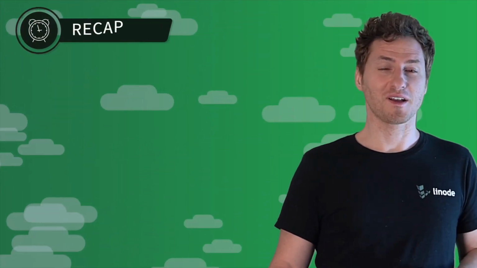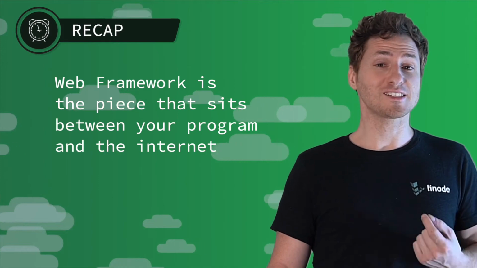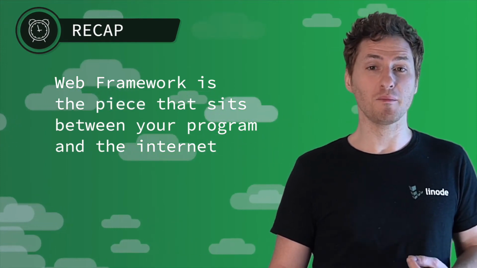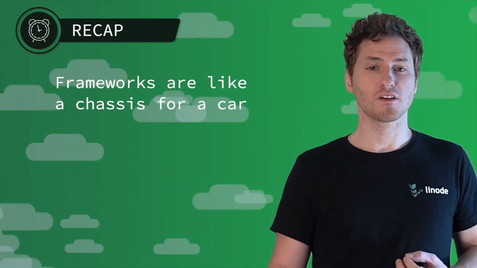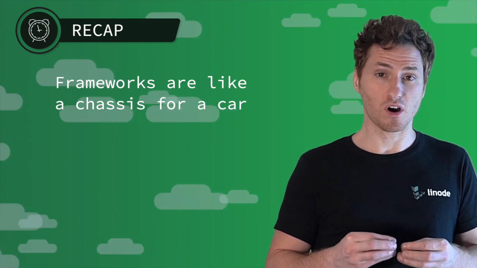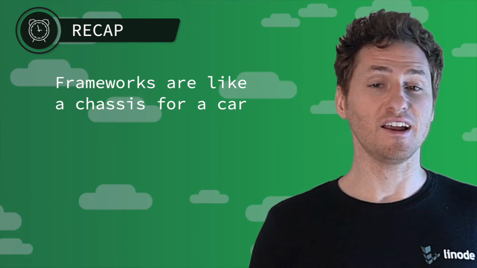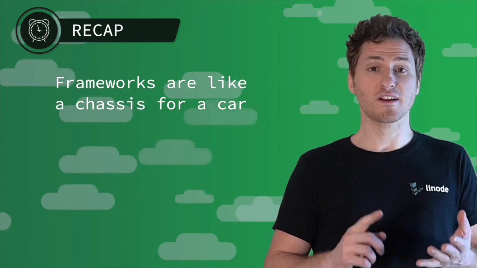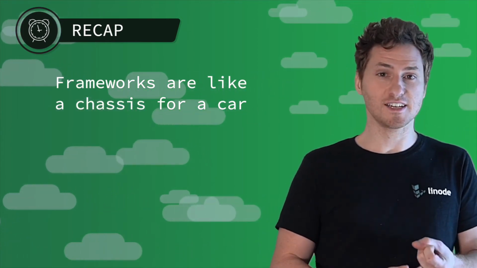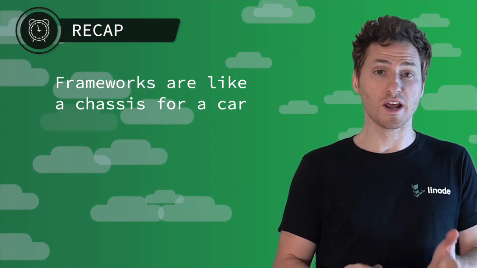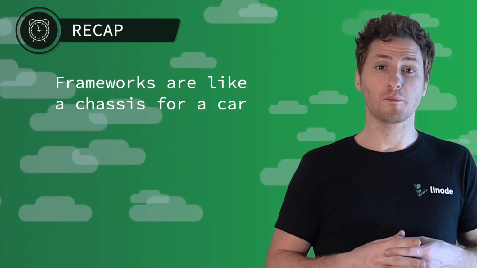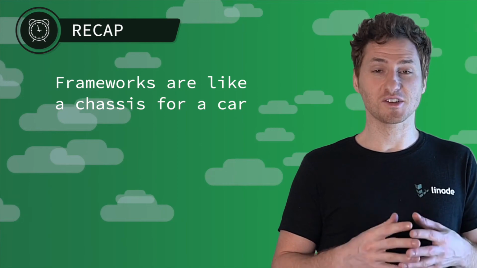So let's recap. 1. The web framework is the piece that sits between your program and the internet. 2. Frameworks are like a chassis for a car. It's a frame or the foundation that gives you an outline to build on top of. You can then customize any tires, seats, roof, doors, or anything that you want on top of that. But it gives you a standardized place to start from.